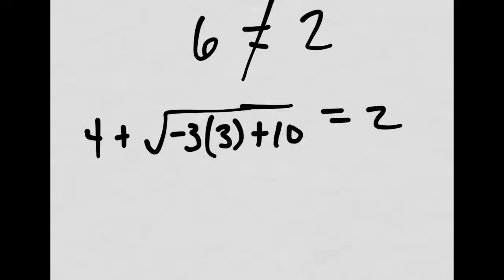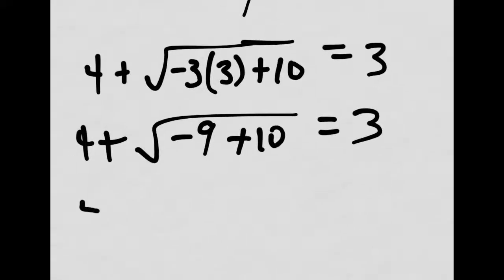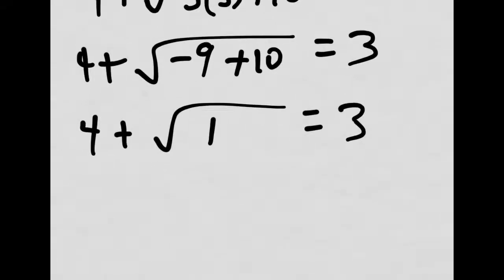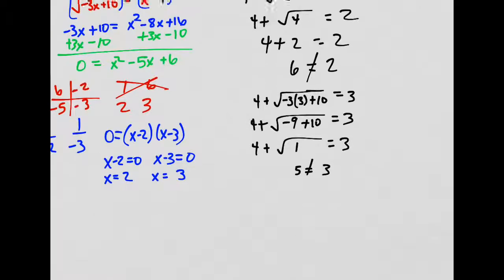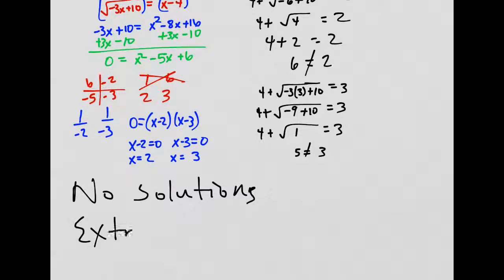3. Yeah, you're right. So 4 plus the square root of negative 3 times 3 is 9, plus 10 is equal to 3. 4 plus the square root of 1 is equal to 3. So the square root of 1 is 1, so 4 plus 1 is 5 is equal to 3. Does that work? So this one has no solutions, and extraneous solutions are x equals 2 and x equals 3.